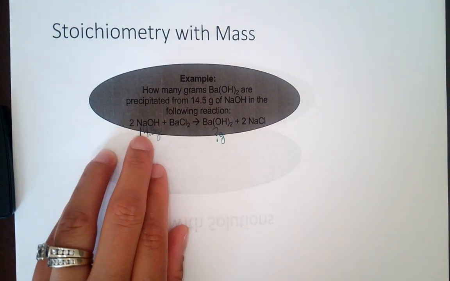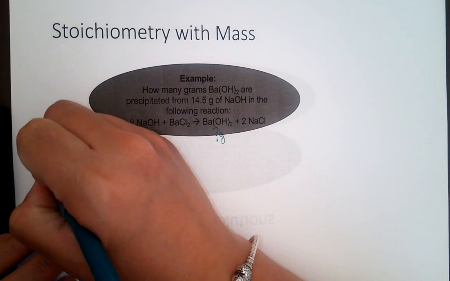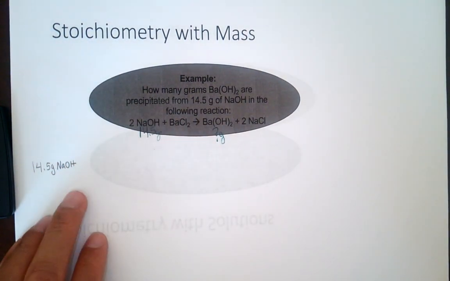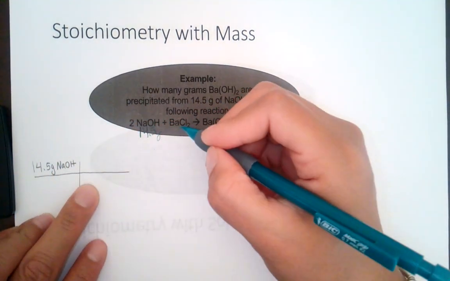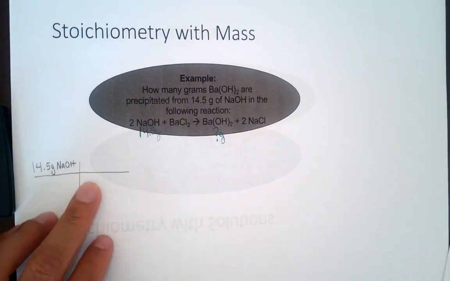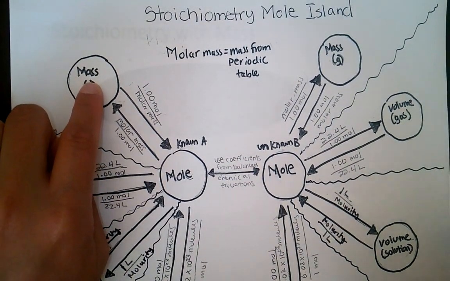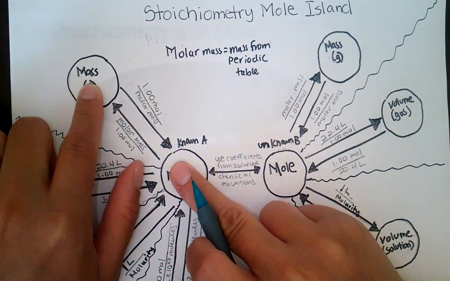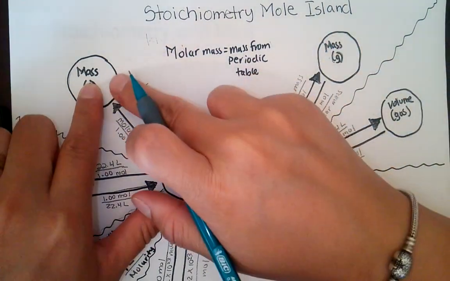We have 14.5 grams of NaOH. Okay, so we have 14.5 grams of this, right? So now that means that, guys, I have 14.5 grams. That means I'm starting here and I'm going here. And there's only one path to get there. We have to go from mass to moles, moles to moles, moles to mass. So we're making a little U here.